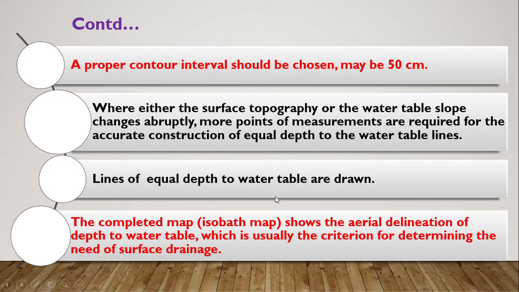Lines of equal depth to water table are drawn. The completed map shows the areal delineation of depth to water table, which is usually the criterion for determining the need for surface drainage or subsurface drainage.